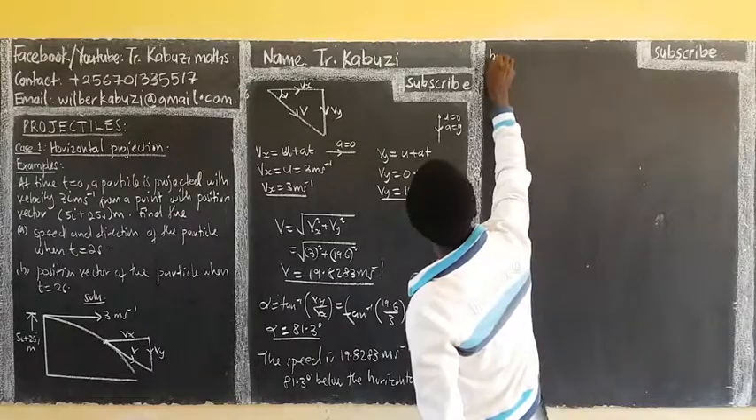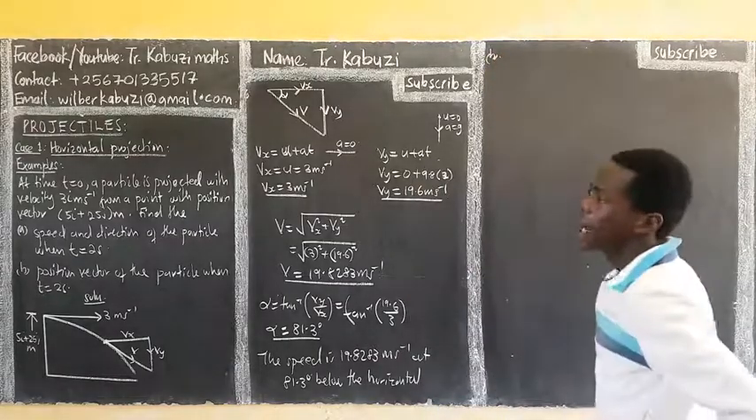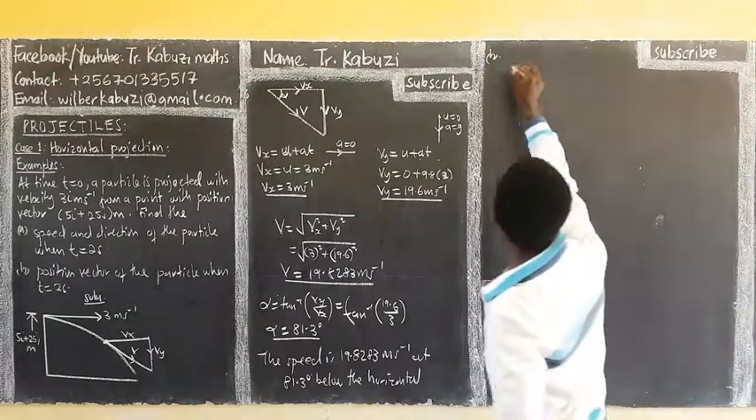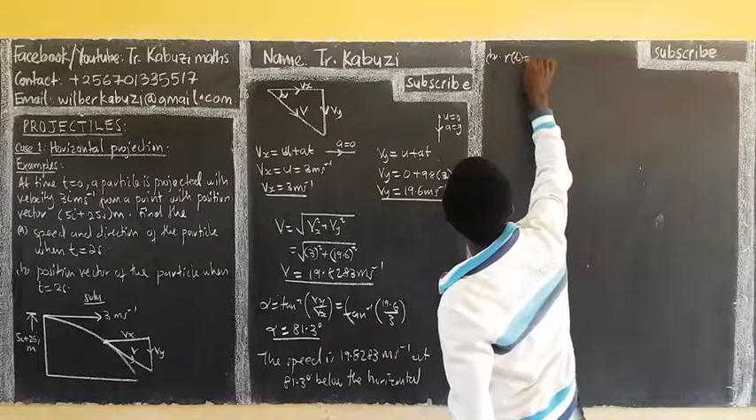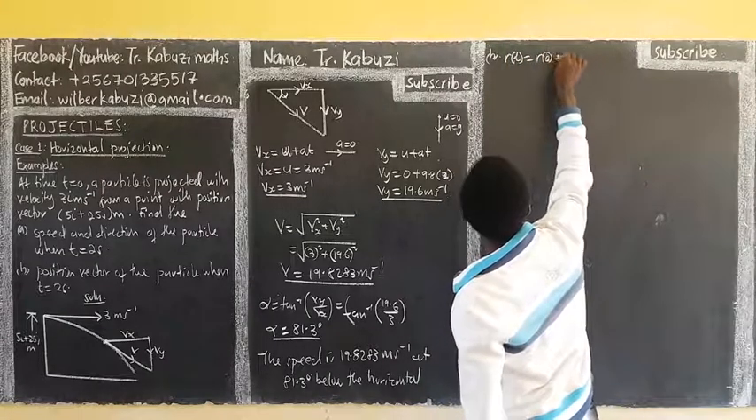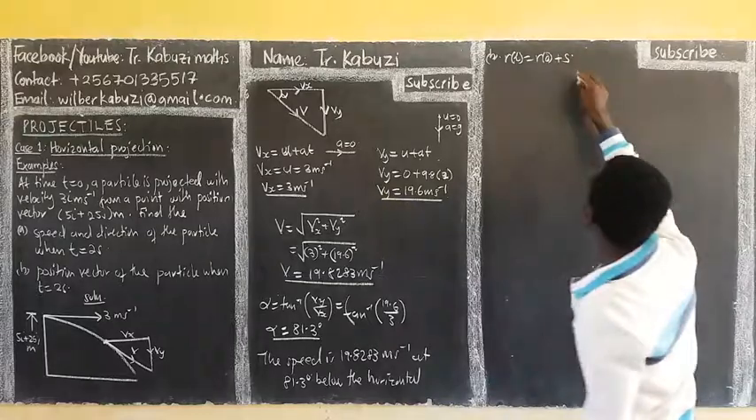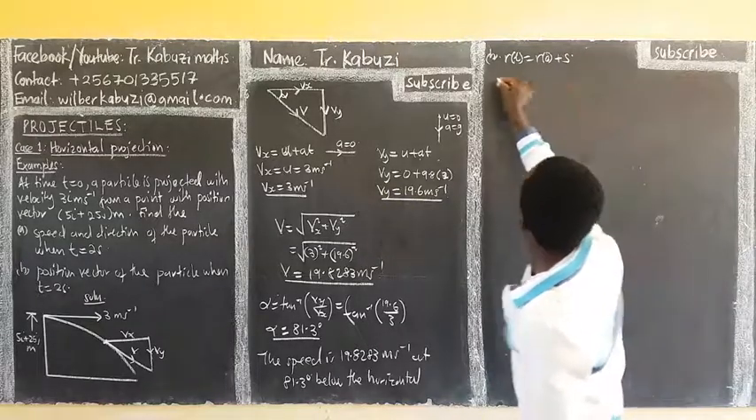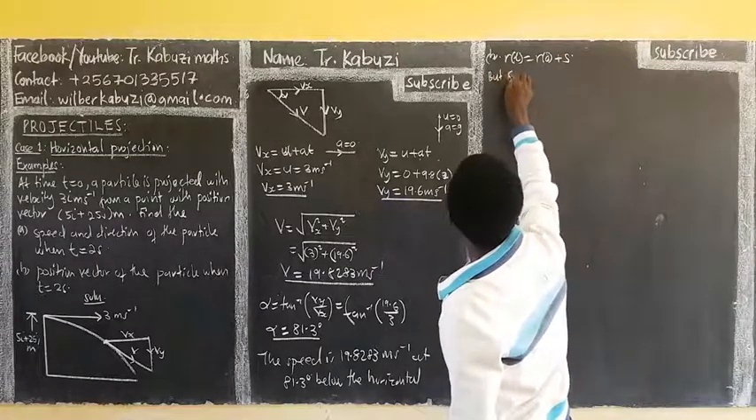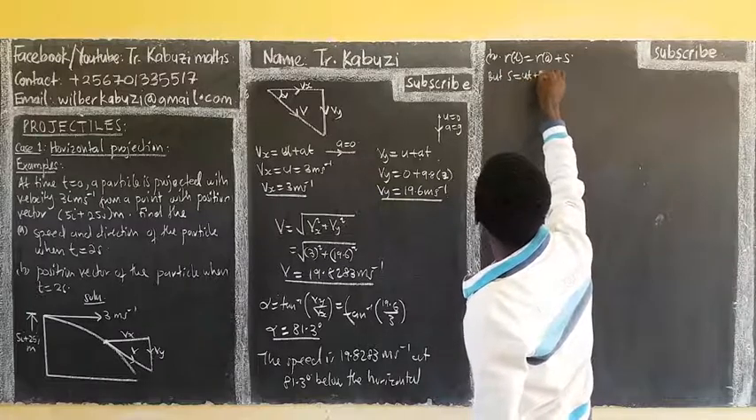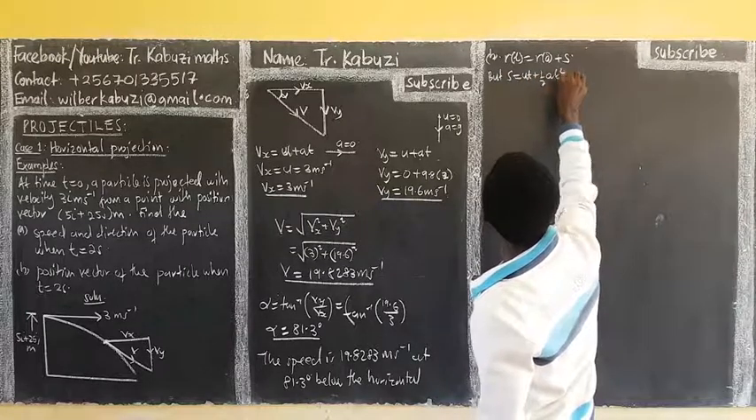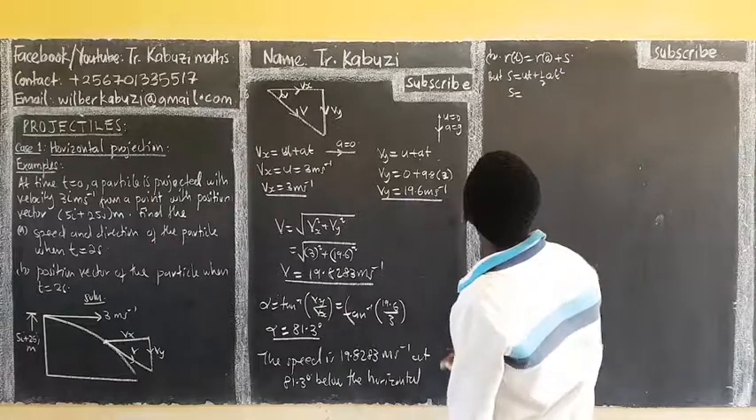So there, we shall go back to our displacement where I say R(t) is always equal to R naught, the initial position, plus S, where our S is given by ut plus a half at squared.